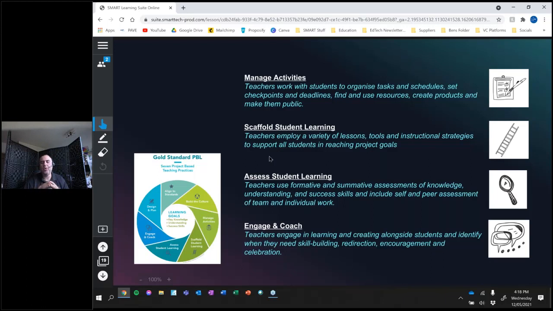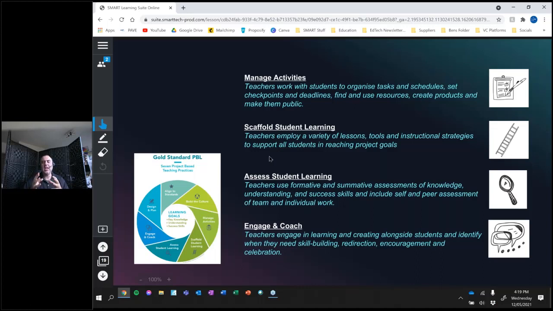Assessing the students' learning, it is important that you use formative and summative assessment tasks of the knowledge and understanding, and success skills, to include self and peer assessment of team and individual work. So you want a student's assessment to be a combination of your assessment and your understanding, obviously mapped against the rubric, but also their own self-assessment about how they think they're going with meeting their project, and peer assessment. So you can even go to not just peer outside of the group, you can go peer within the group as well. So you can end up with theoretically 4 levels of assessment that can combine together to make the student's result for this project.